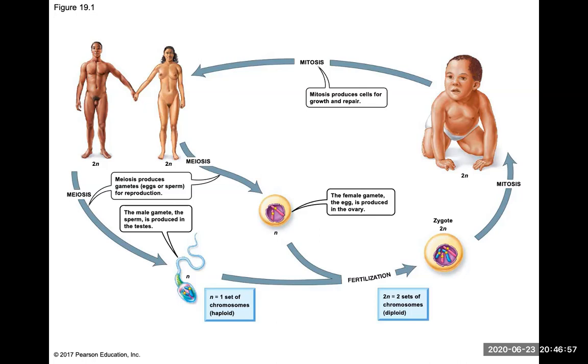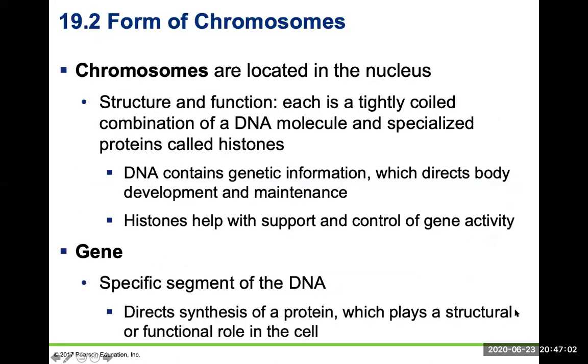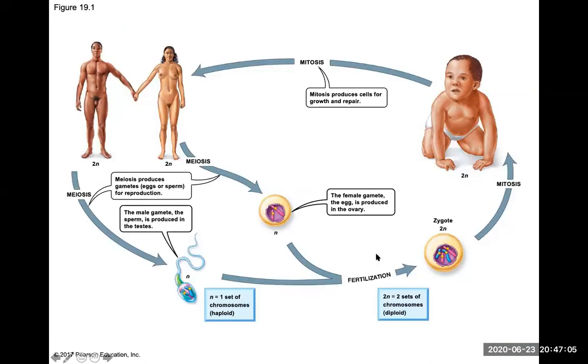The male gamete is the sperm, the female gamete is the egg, and upon fertilization, we call them 2N. So we say it's N, and that just represents one set of chromosomes or haploid. And then if they come together, we call it 2N or diploid, which is two sets of chromosomes. Again, one set of chromosomes is 23, two sets is 46. 23 plus 23 is 46. And then here we have a baby, and then mitosis will produce cells for growth and repair throughout someone's life.